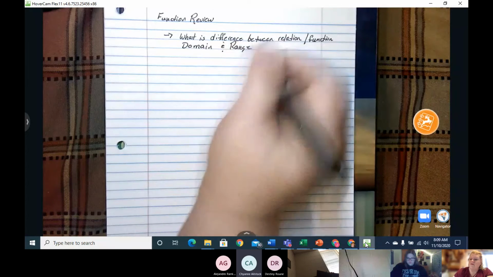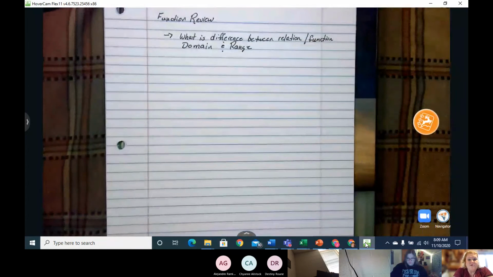Be sure you know the difference between domain and range. Domain is the input, range is the output. Domain is the X, range is the Y. So you'd want to be able to identify what is the domain and what is the range. You might do that in a list if you had a set of ordered pairs, but you also want to be able to do that from the graph as well, or from the equations.